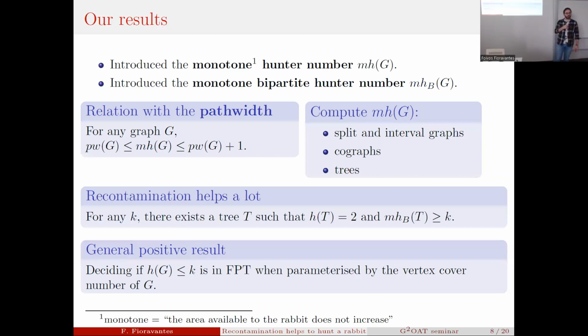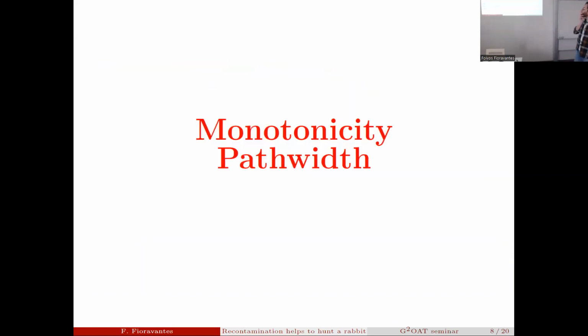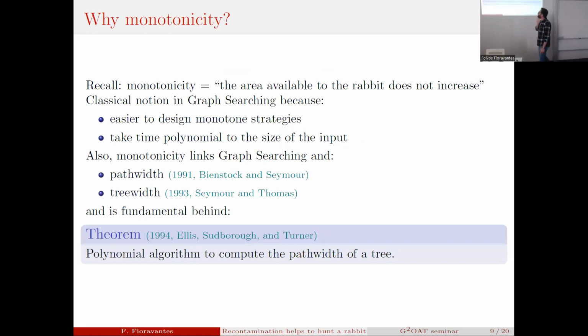Questions? Okay, so monotonicity and path width. I will begin with why monotonicity. Why do we care about this notion? Well, usually it's way easier to design monotone strategies because you can always use the argument that the rabbit cannot pass from one side of the graph to the other.